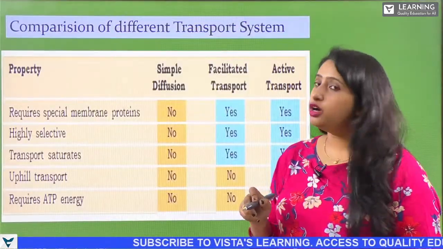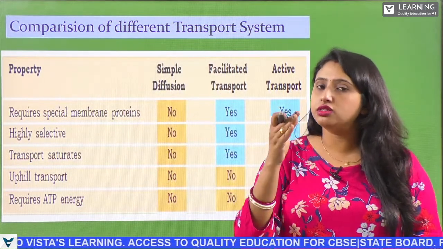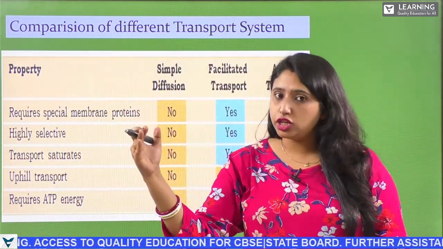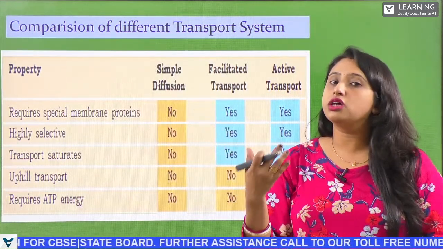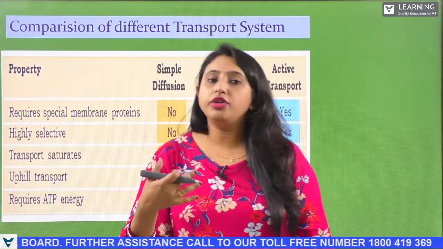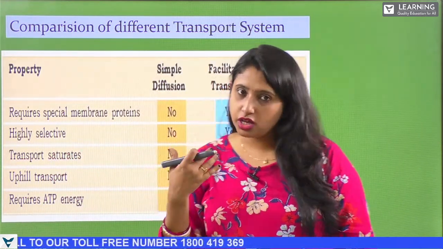So this is all about what we have learned about the various means of transport, that is diffusion, facilitated diffusion, and active transport. This is the process by which molecules, ions, and hormones are transported in plants. Now let us see the comparison between the three types of transport.